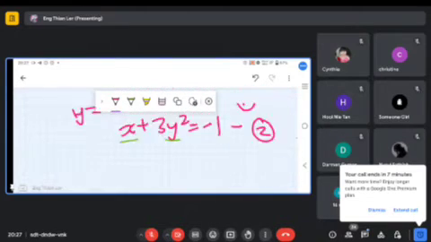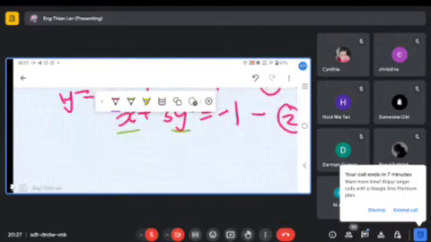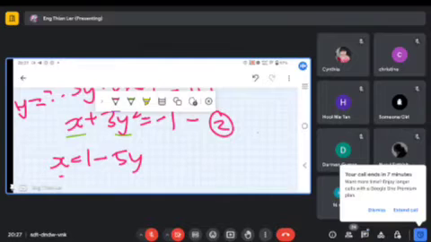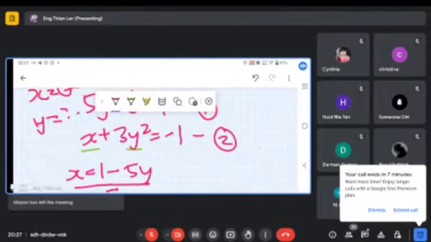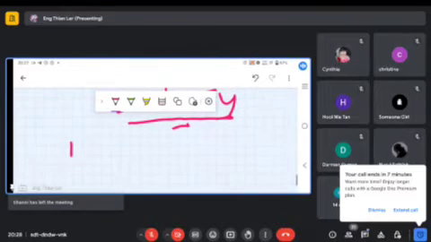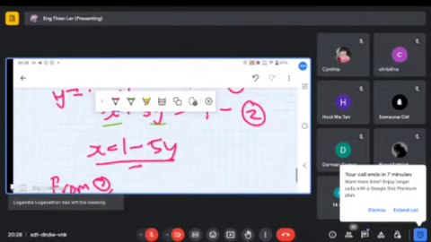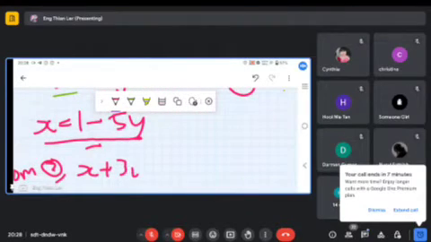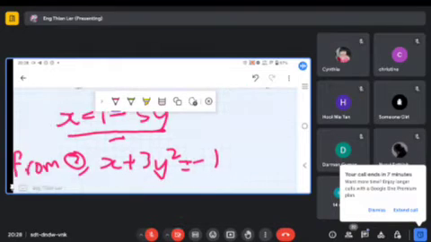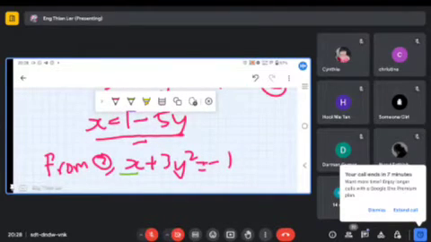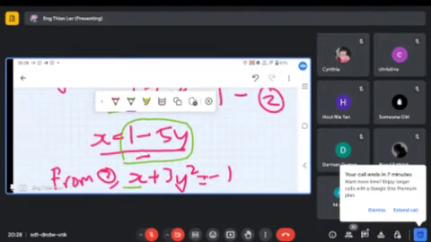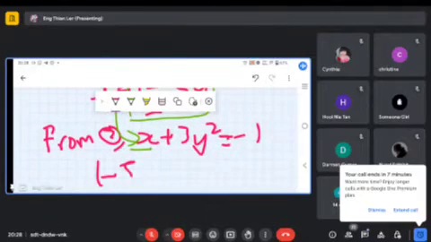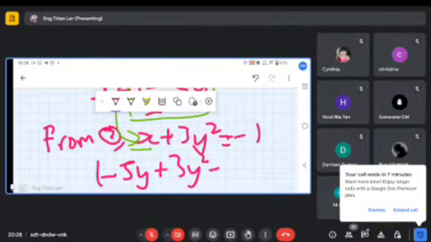So 5y plus x equal to 1, so x equal to 1 minus 5y. This will be important for us. Based on the second equation, x plus 3y squared equal to negative 1. And what is x? x is also equal to this thing. So we will substitute this into x: 1 minus 5y plus 3y squared equal to negative 1.